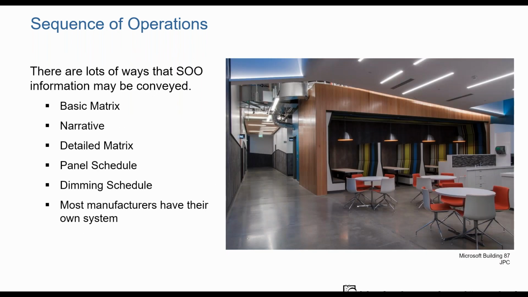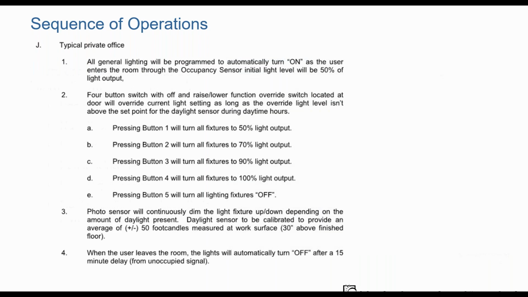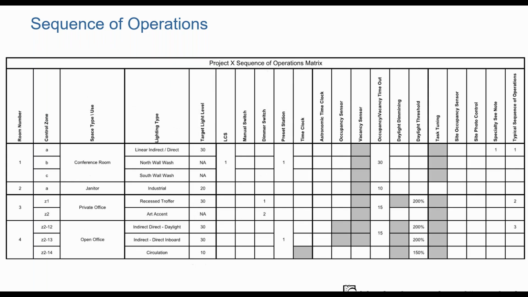You can put all this information in a lot of different ways: matrices, narratives, various systems, including things that look an awful lot like this. You might have a narrative that tells you what is happening. This is the narrative for the typical private office in that 525 Golden Gate project, right? It tells you everything you need to know to program the system. Or you might put it into a matrix like this that has more information and sits on a set of plans rather than a spec book, right?